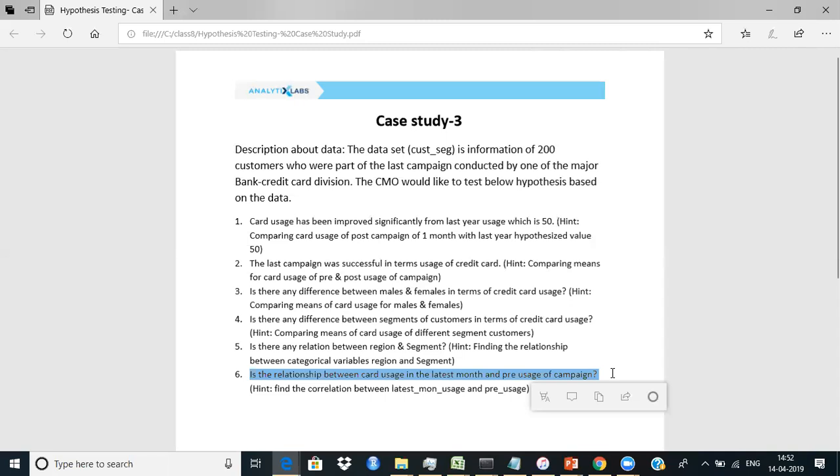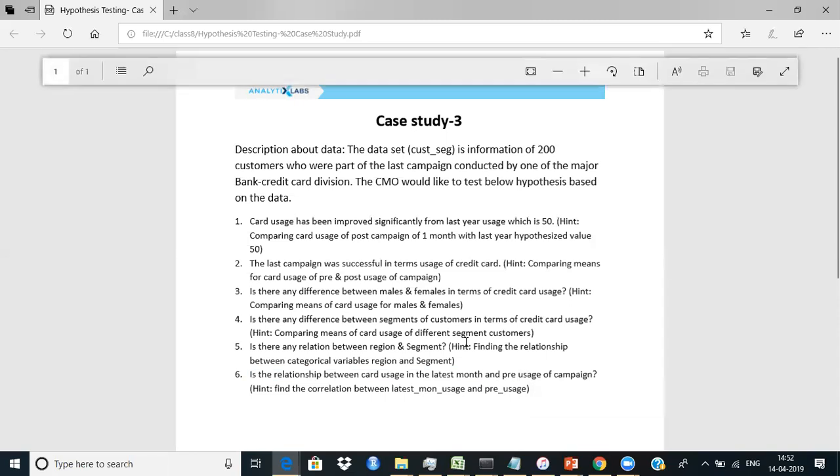Done? Okay. Now, what are we trying to figure out? We are trying to figure out if card usage in the latest month has any relationship with card usage prior to the campaign. Basically, if a person was using the card a lot prior to the campaign, is he using the card a lot again till now, or has his usage gone down? That's what relationship means, right? Okay.